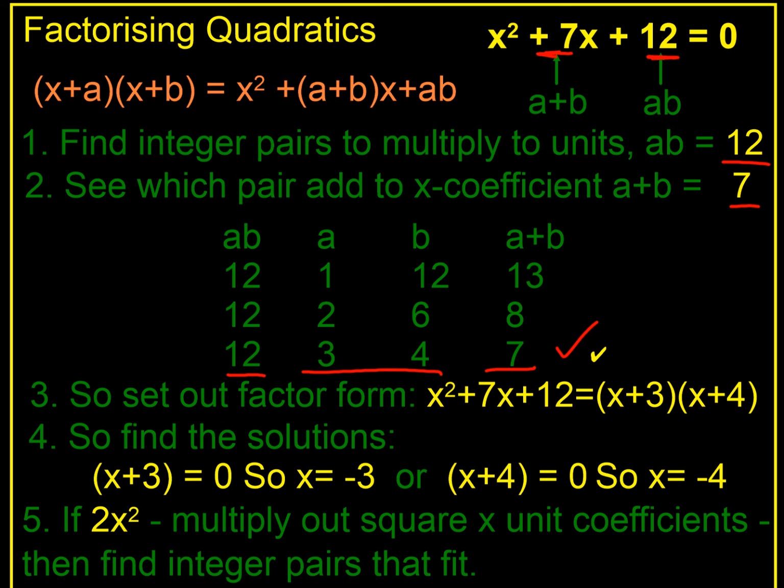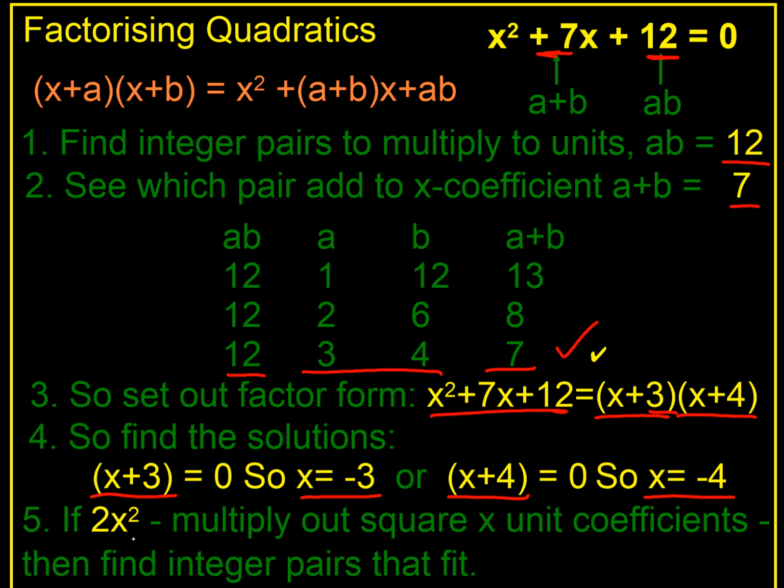We rewrite the expression as two brackets, x plus 3 times x plus 4, and when that's 0, one of those two brackets must be 0. So either the first bracket is 0, in which case x is minus 3, or the second bracket is 0, in which case x is minus 4.